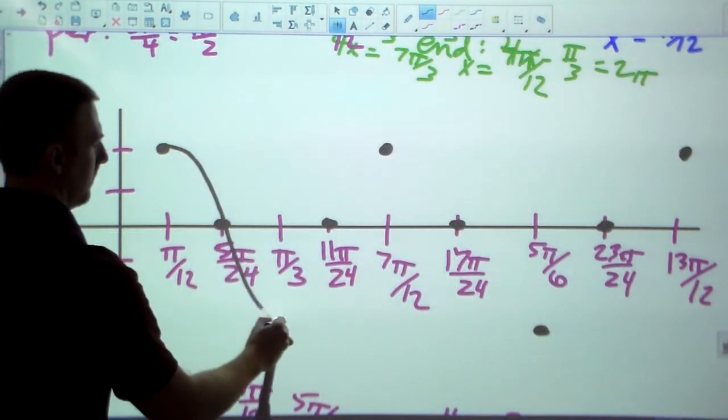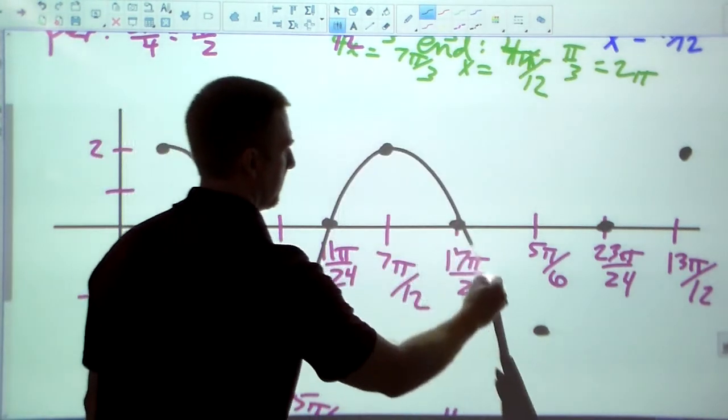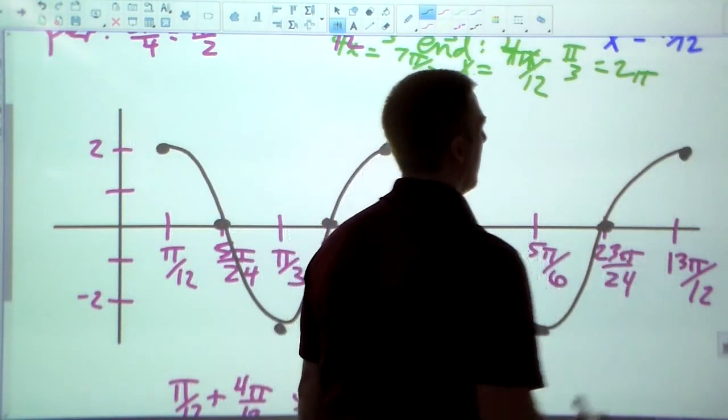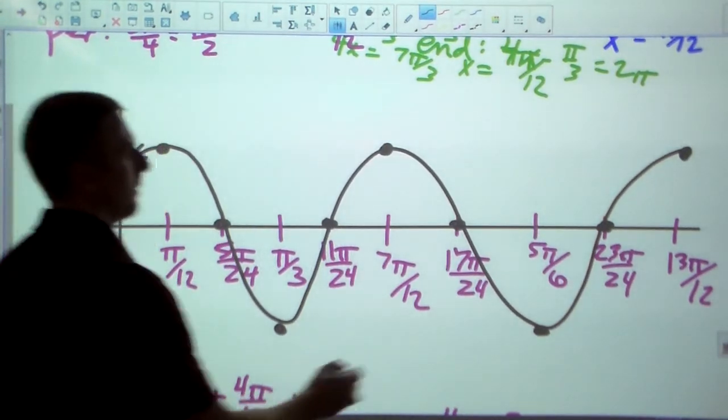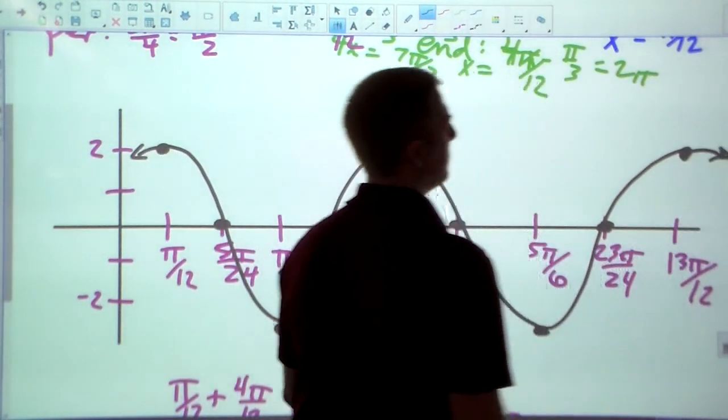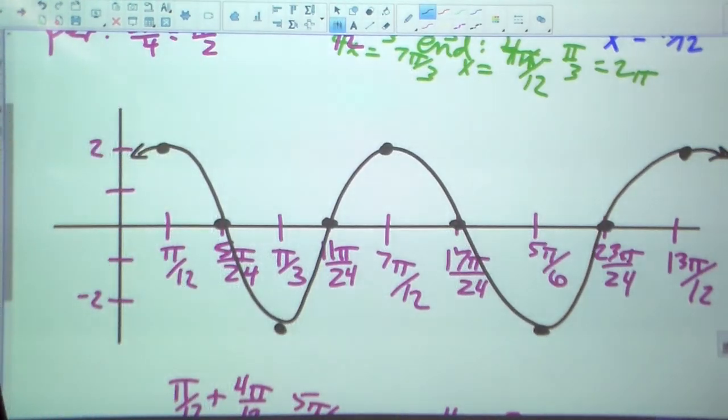So down, up, down, up. And that'll do it. That's 2 full cycles. If you want to, you can show some arrows on the end. That's probably a little more proper. But that completes our graph.